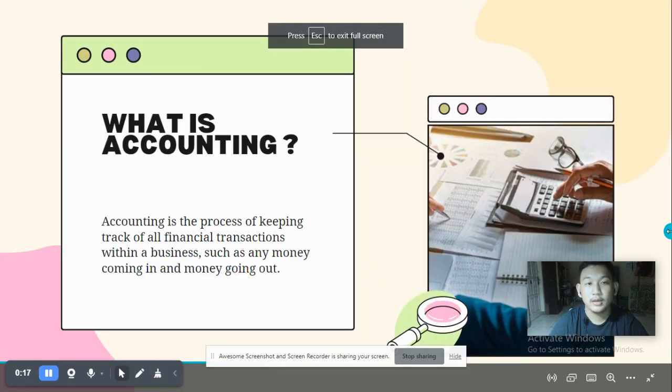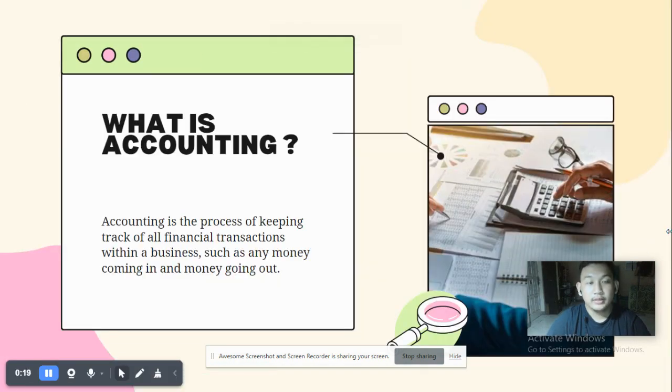Accounting. In my opinion, accounting is the process of keeping track of all financial transactions within a business, such as any money coming in and money going out. So accounting is the process of handling any transaction, and accounting will report it to the general ledger or any journal.